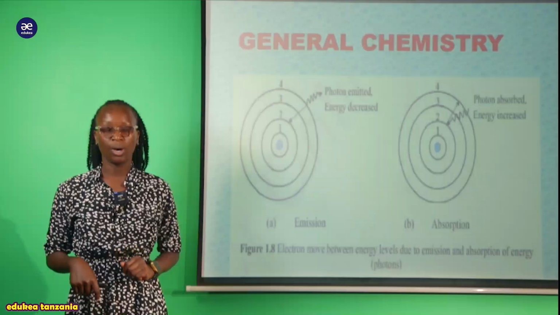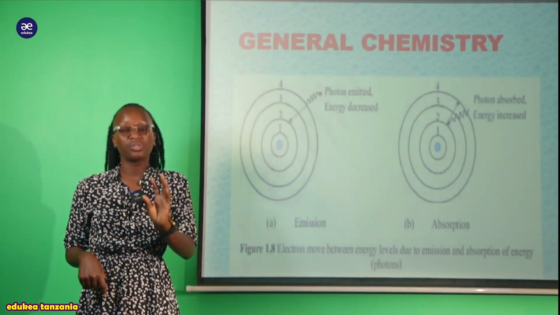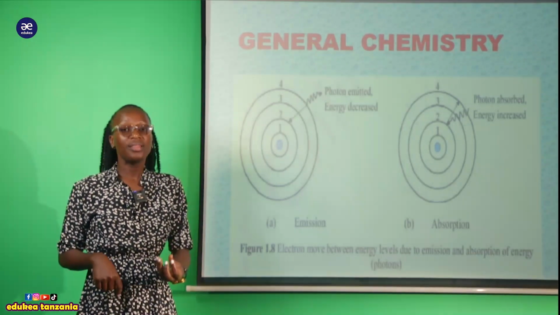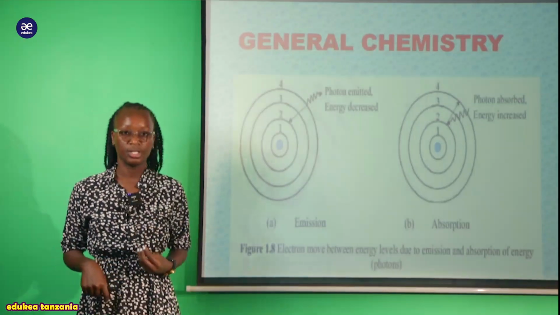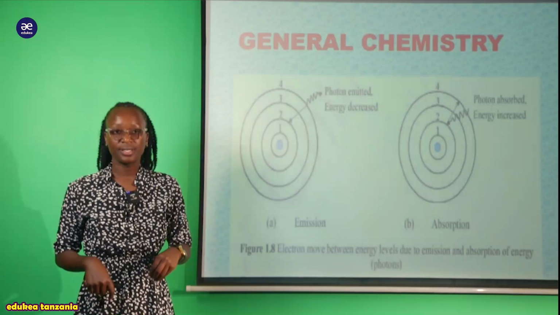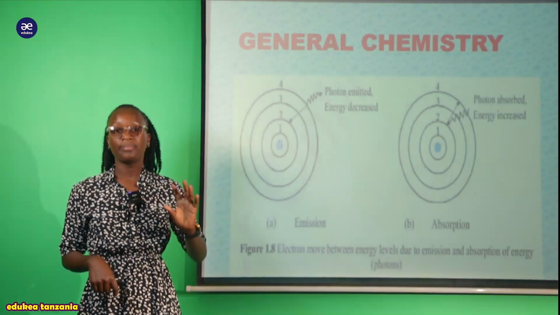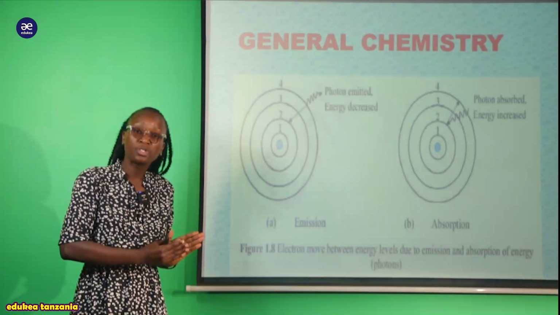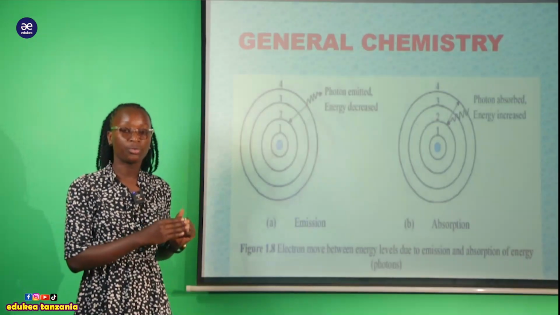Kwa hiyo kuna tofauti kubwa. Kuna movement of electron from the inner orbit to the outer orbit, ambapo pale tunajua kwamba energy tends to increase, and when the energy increases mean that there is absorption taking place. Lakini kama energy inadecrease mean that there is emission taking place, ambapo the electron tends to move from the outer orbit to the inner orbit. I hope that is clear. Hii ndio concept kuu alikuja nayo Bohr. The main concept alikuja nayo Bohr.